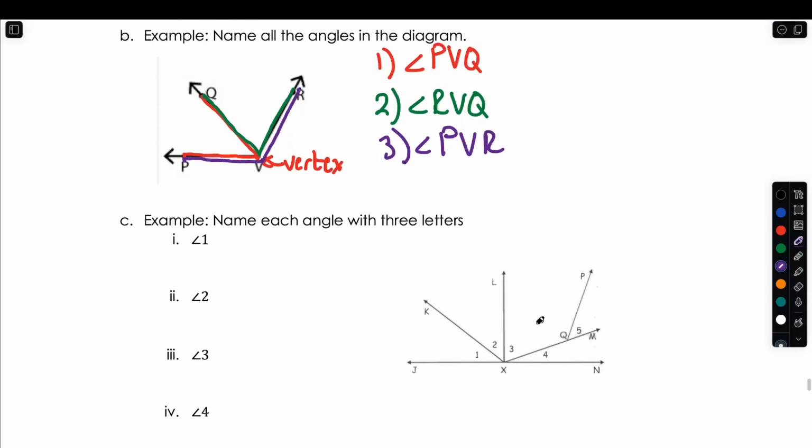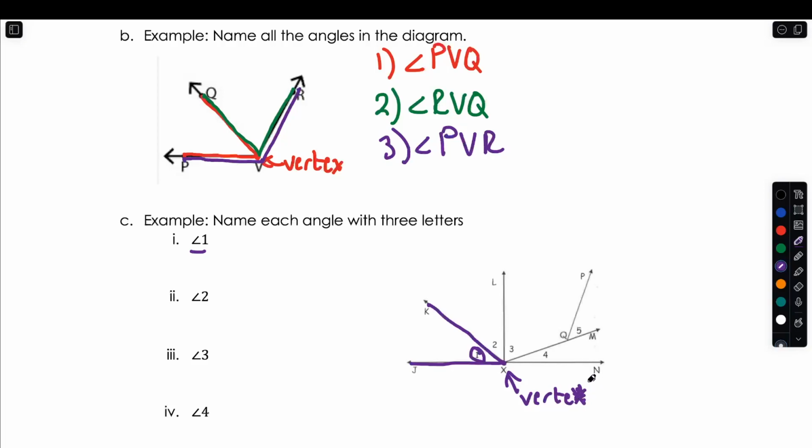Part C, for our example, says name each angle with 3 letters. So we're going to start with angle number 1. Go find the 1 on there. It's not the measure of our angle. It's just another way to represent the angle name. Here's our angle 1. And I'm going to look at the lines that bound it. It contains J, X, and K, where X is my vertex.